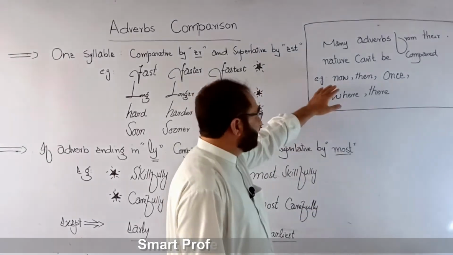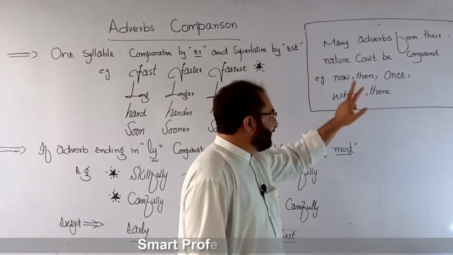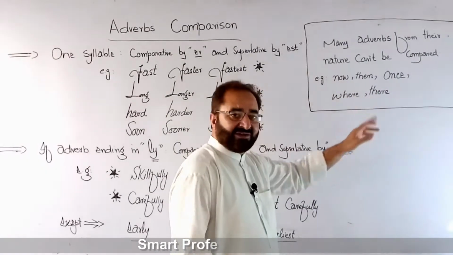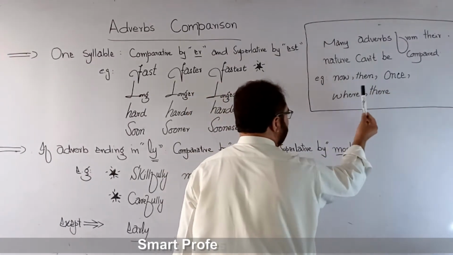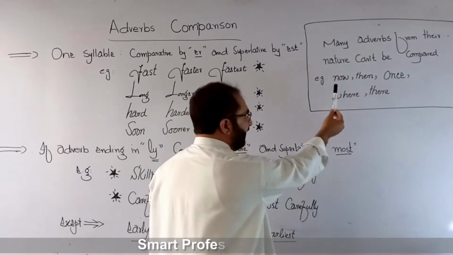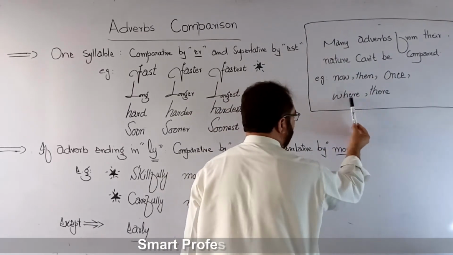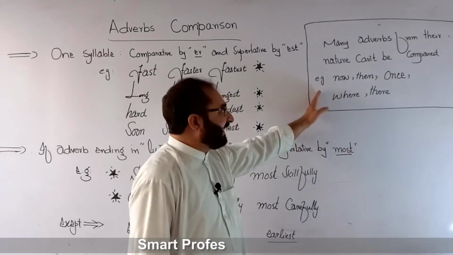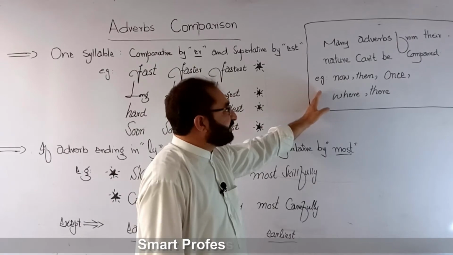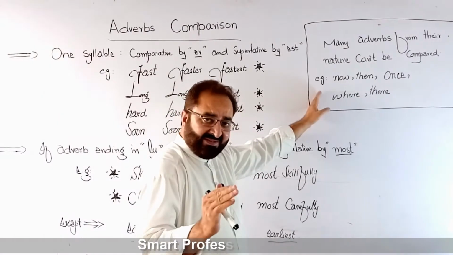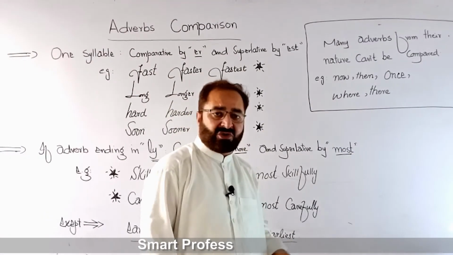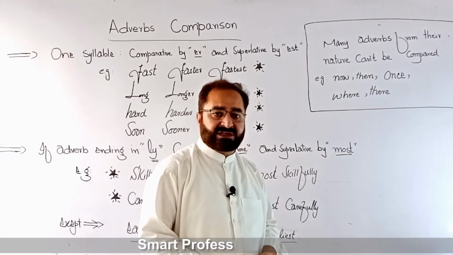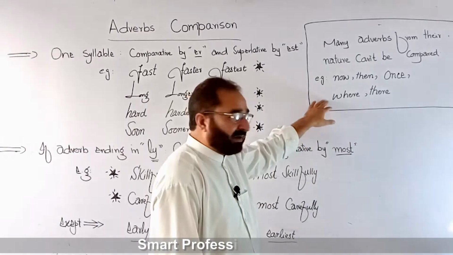And they are now, then, once, where, there. Listen again, please: now, then, once, where, there. These are adverbs whose nature is such that it's not possible to make the comparative or superlative. I mean that we can't compare these types of adverbs.